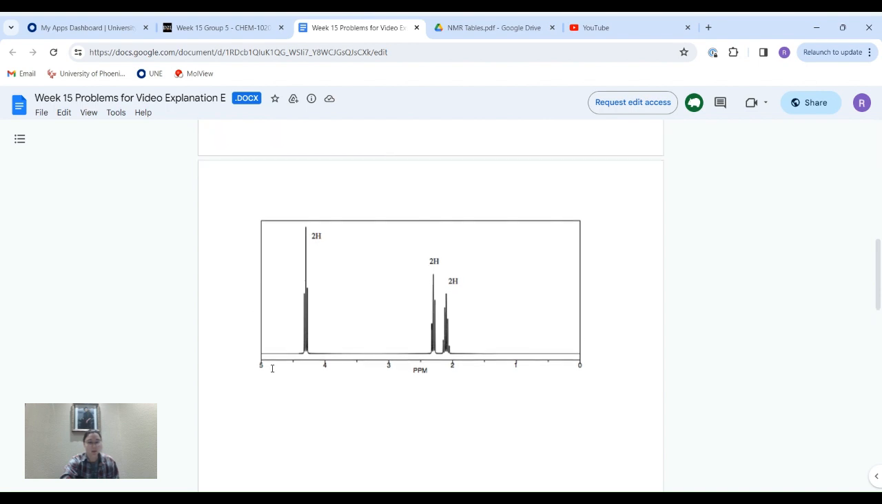The first is that we only see 3 peaks. So we know that there are only 3 unique hydrogen positions in this molecule. At this point, we're thinking about a couple of different structures. One potential structure we could be considering would be something that's linear.